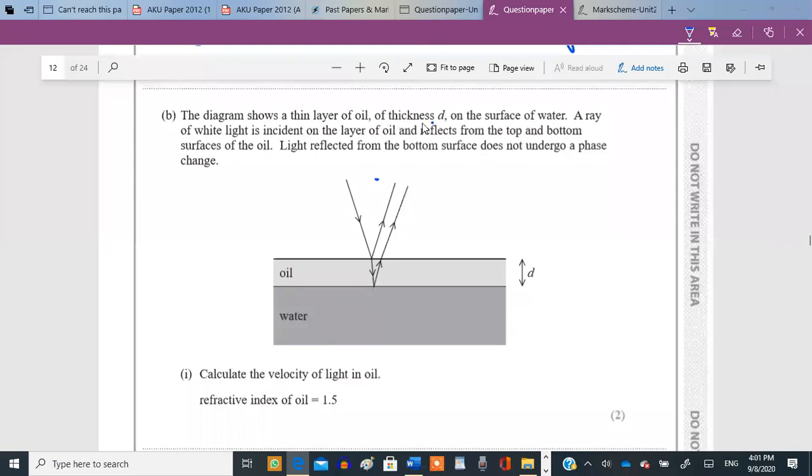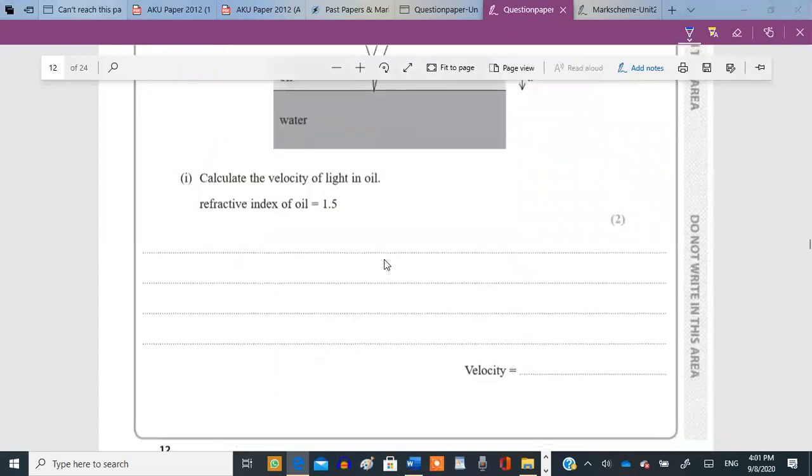Okay, a layer of oil of thickness d on the surface of water, a ray of white light is incident on the layer of oil and reflects from the top and bottom surfaces of the oil. Light reflected from the bottom surface does not undergo a phase change. Okay, they are saying that light reflected from the bottom surface does not undergo a phase change. Let's see why they are saying that.